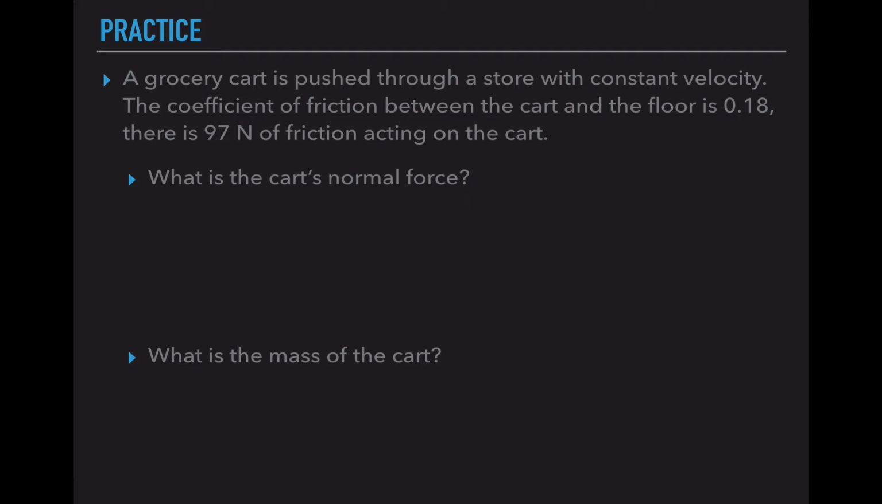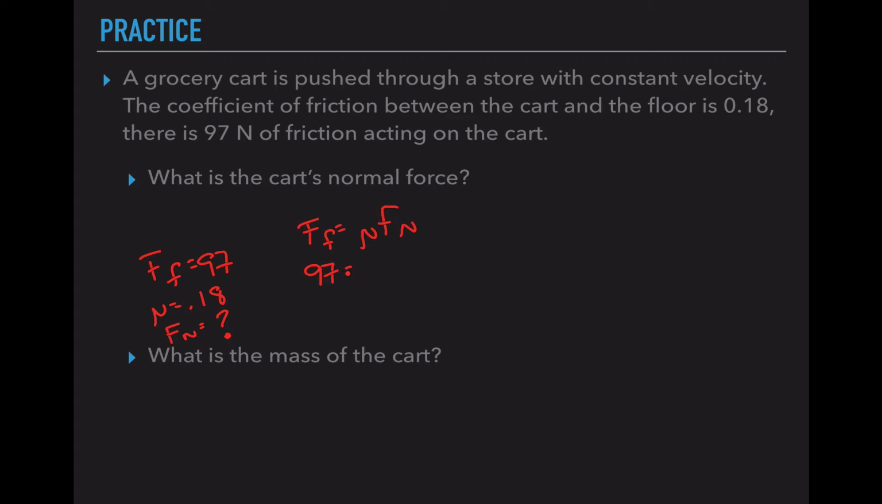So here's a practice problem. A grocery cart is pushed through the store with a constant velocity. The coefficient of friction between the cart and the floor is 0.18. There is 97 newtons of friction acting on the cart. What is the cart's normal force, and what is the mass of the cart? Going back to our basic equation, Ff equals mu Fn. List your knowns and unknowns. Ff is 97, mu is 0.18, Fn is a value that you don't know.